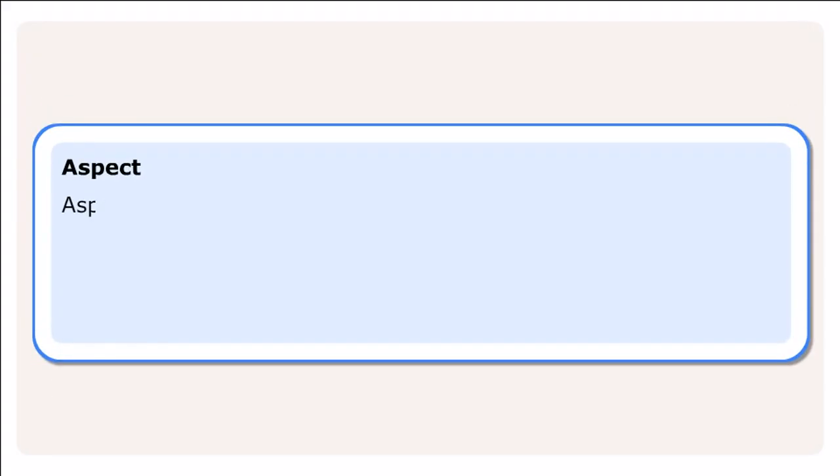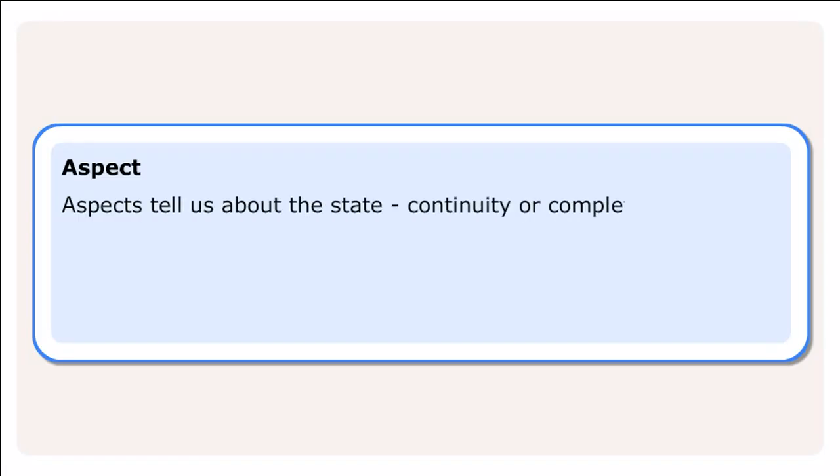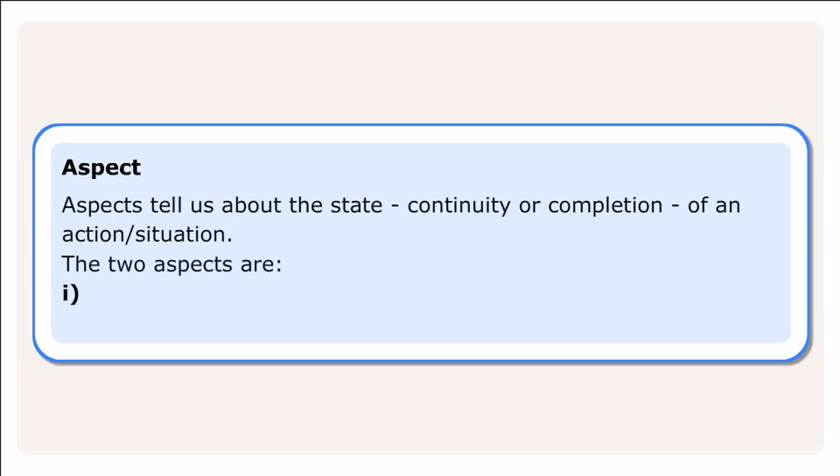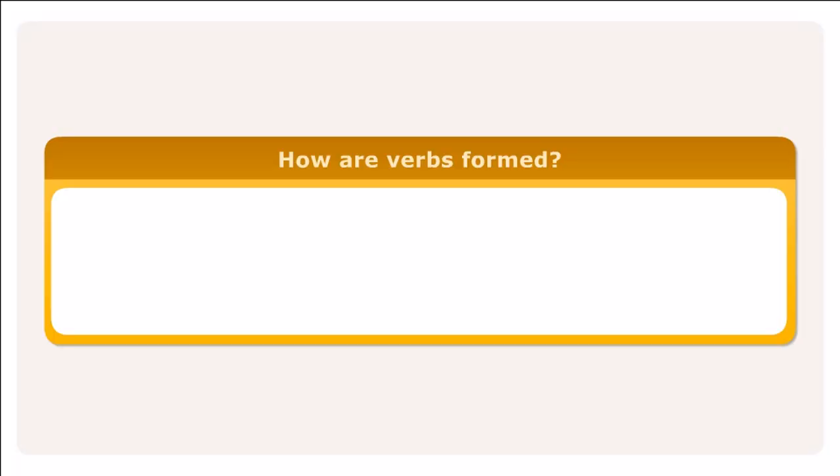Aspect. Aspects tell us about the state, continuity or completion of an action or situation. The two aspects are 1. Progressive or continuous, and 2. Perfective.